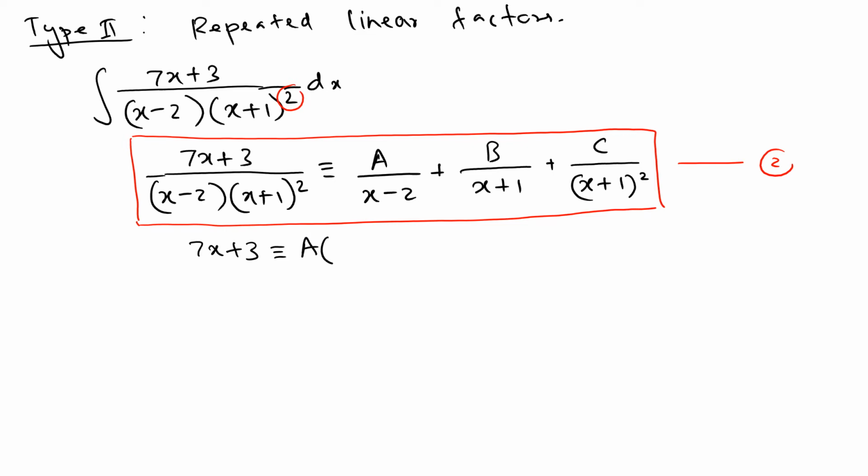Here you can see x minus 2 gets cancelled. So you're going to get x plus 1 squared. And then in the next one, one of the x plus 1 gets cancelled. So that means you're going to get x minus 2 and one of x plus 1, and here you get x plus 1 squared. The whole term gets cancelled, so you only get x minus 2.